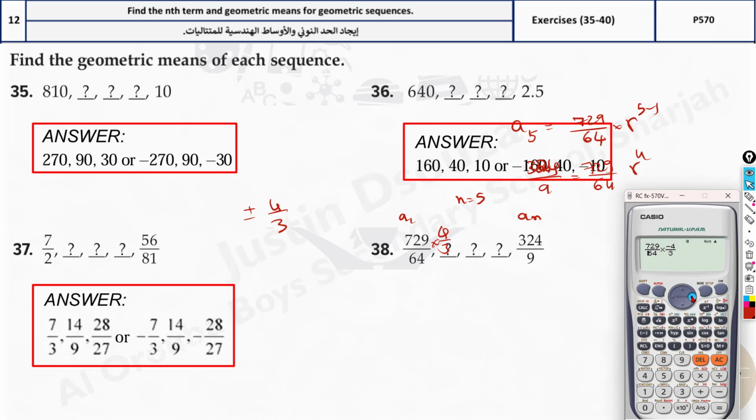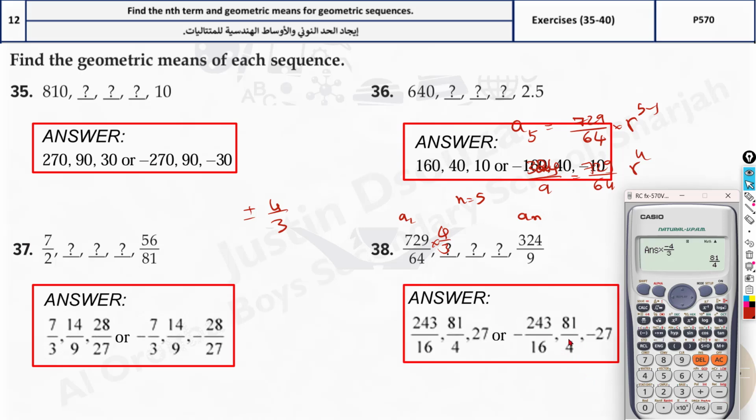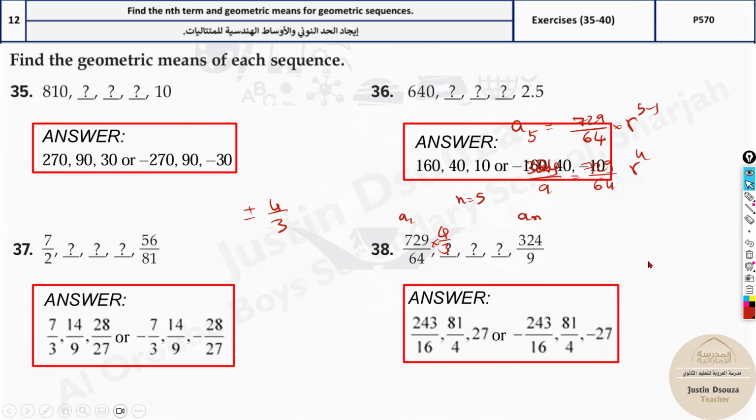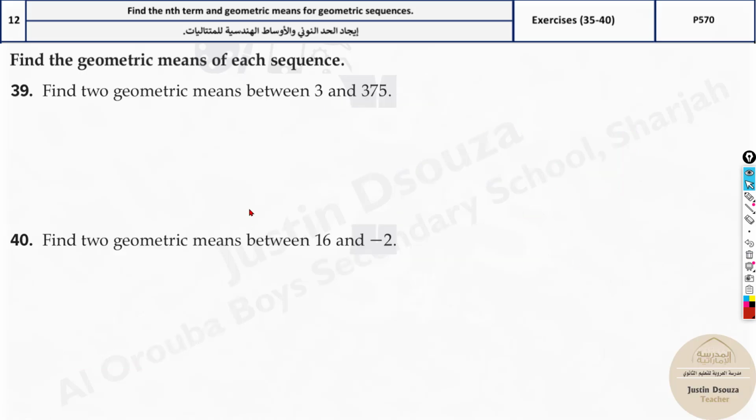Now what I'll do is I'll just change this to the solution. I mean, as answer, it's saved, right? Next one will be 81 by 4. You can see the answer. Next one will be positive only, and the third one is negative 27. And here it is 36, but this 324 by 9 is also 36. You can see 324 divided by 9 is 36 itself, but they are written in fraction, that's it. So that's how we solve these problems.